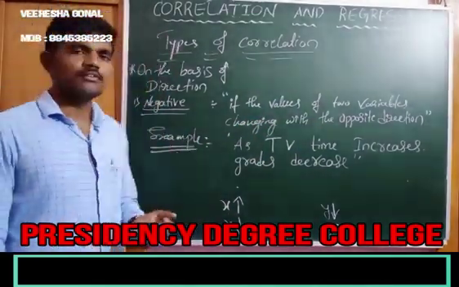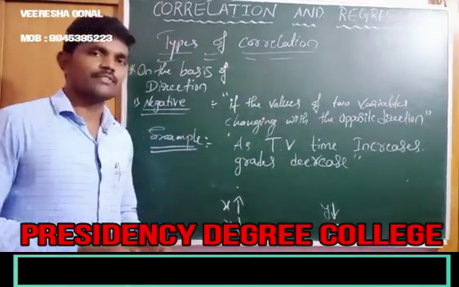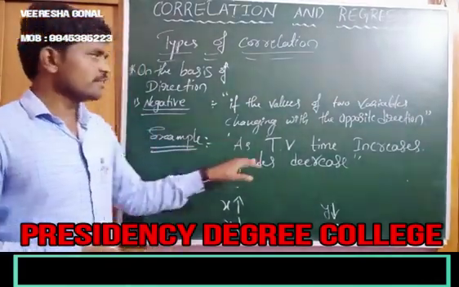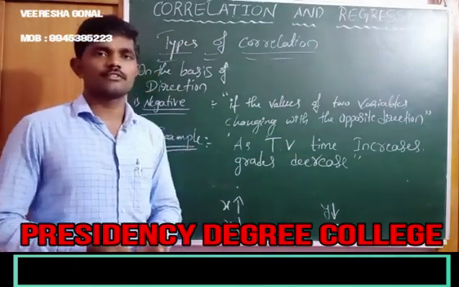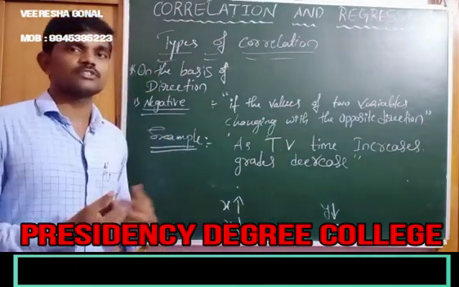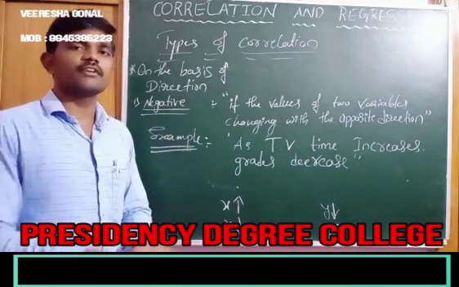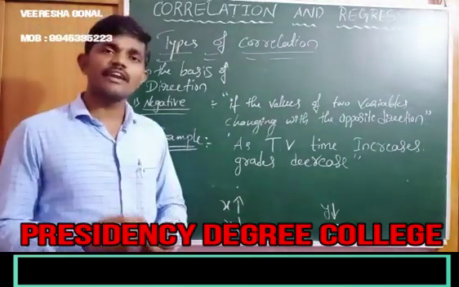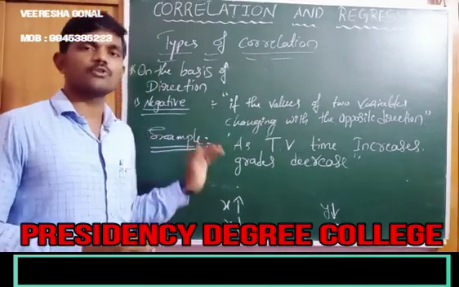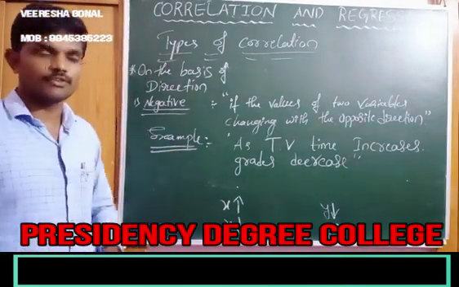For example, suppose in our home the TV will be there. The TV time will increase. Suppose in 2020 we purchased one TV, which means in 2030 the TV time will increase and the grades will decrease. This will be the source for the negative relationship, the negative correlation.